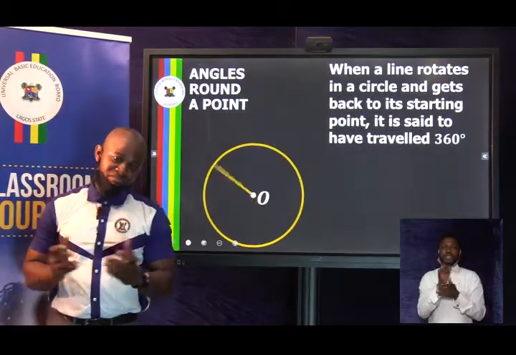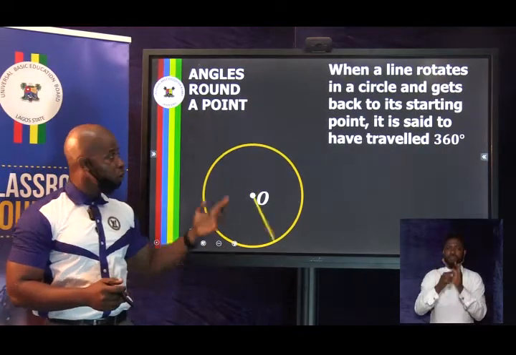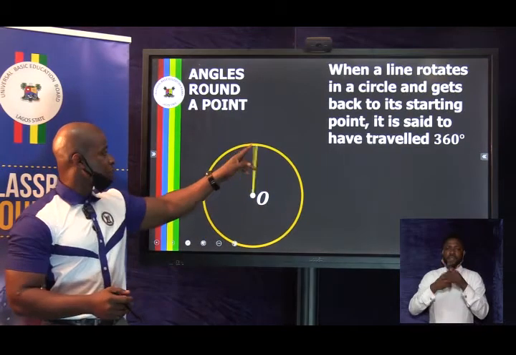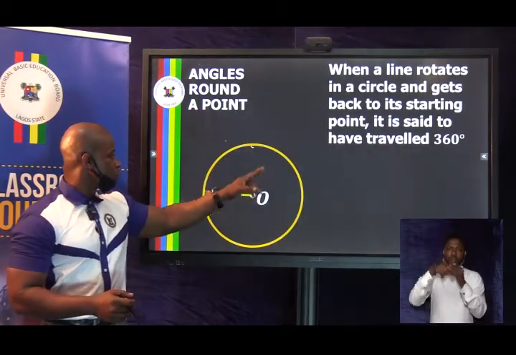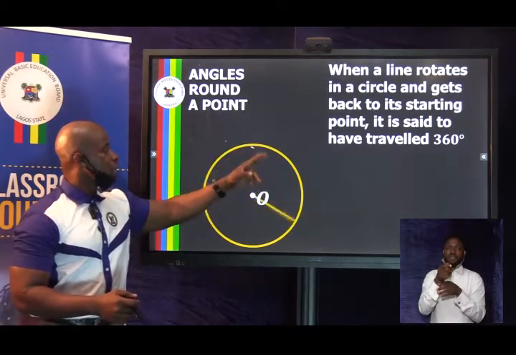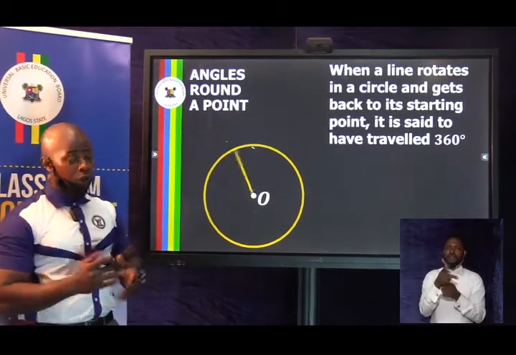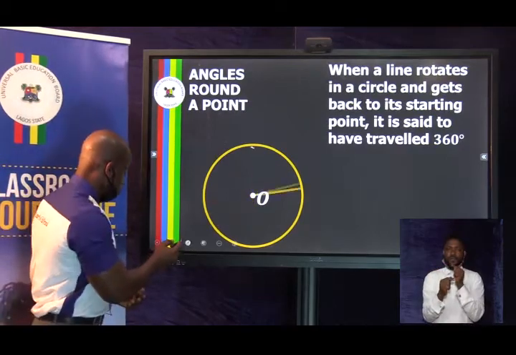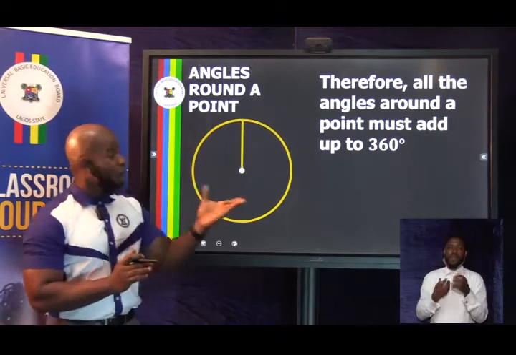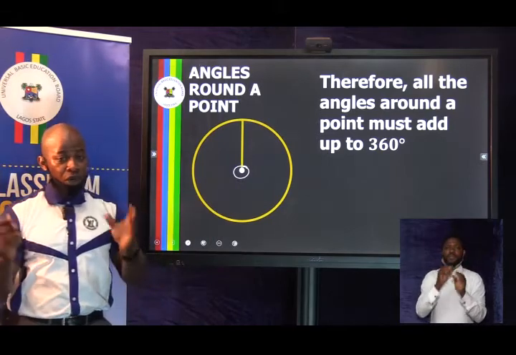Now let's take a look at something different. When a line rotates in a circle, we have done this before, it goes in a circle, the bottom is fixed at the center and it keeps going. If it starts from here, by the time it comes back again, that's 360 degrees. Another 360, 720, another 360, another 360. Every time the line goes around the circle, we say it has traveled 360 degrees. Now, therefore, if we add all the angles together around this point, everything must give us 360 degrees.